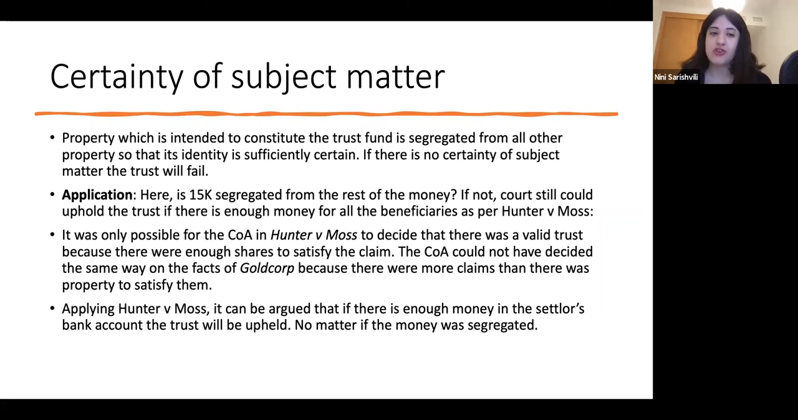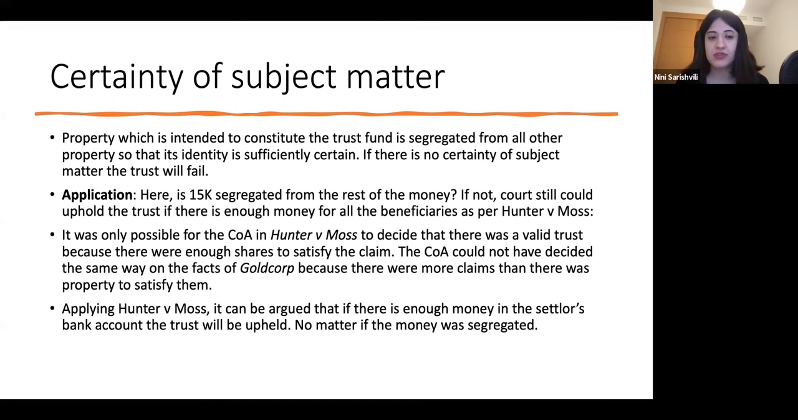Here, the application would be 15K segregated from the rest of the money. This is the question we are asking ourselves, and this is the main question point in the problem question. So if the 15K is segregated from the rest of the money, then most likely certainty of subject matter will be satisfied. But even if it's not segregated, this Hunter versus Moss principle could apply.